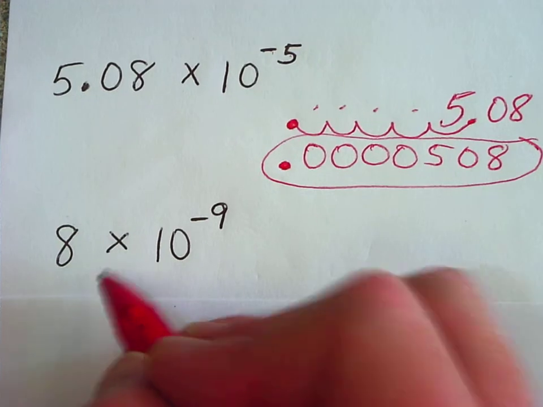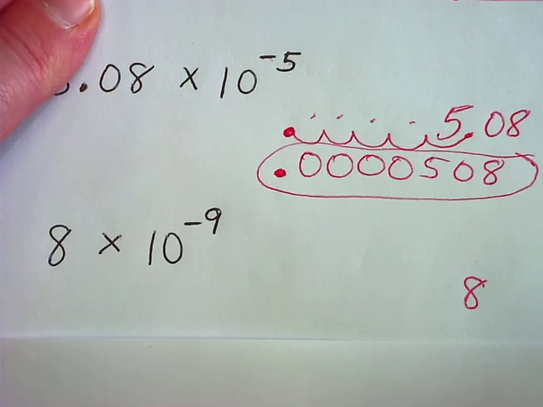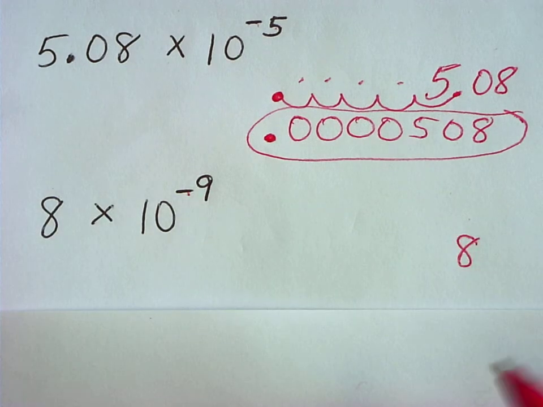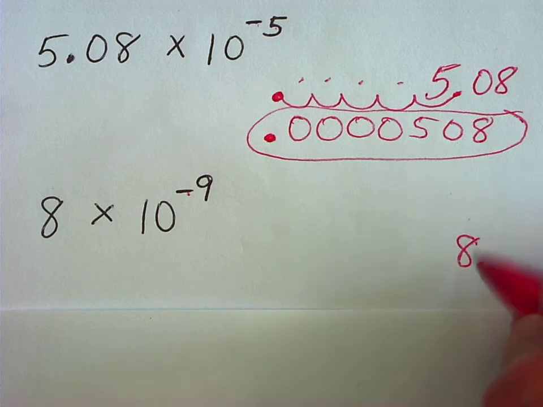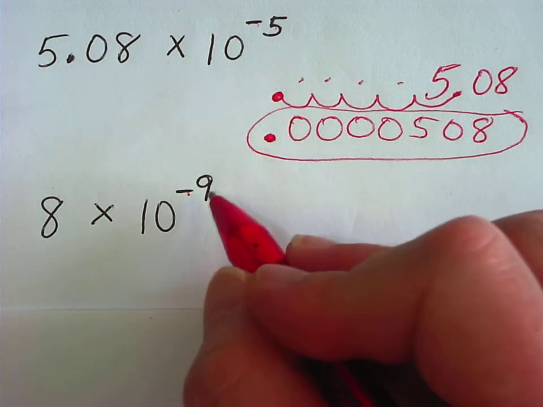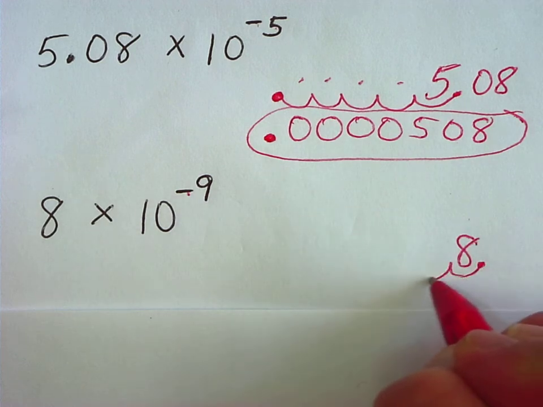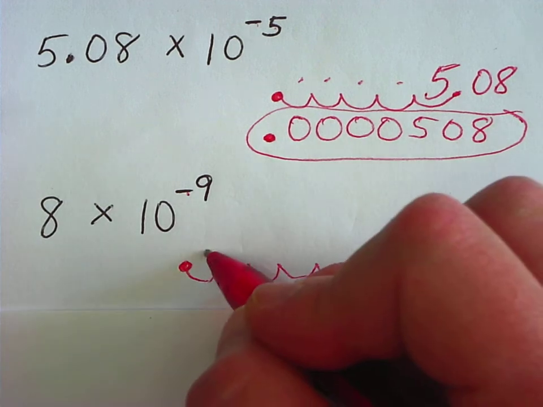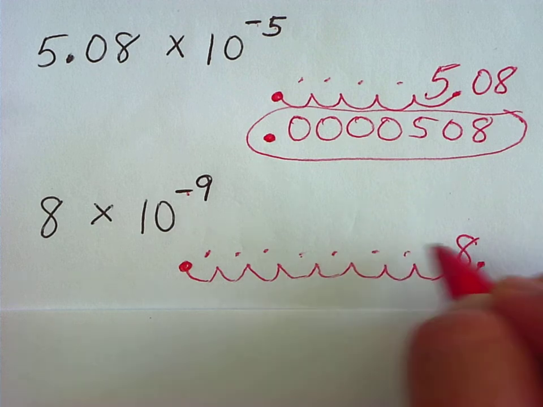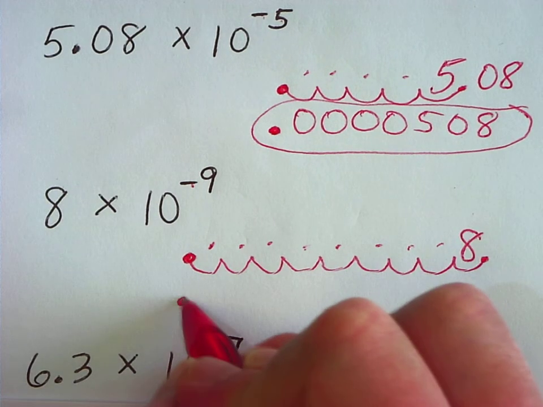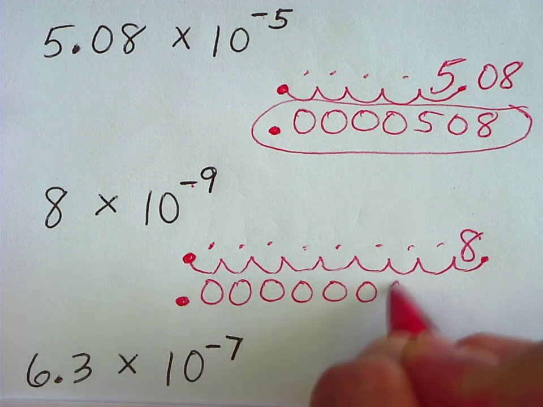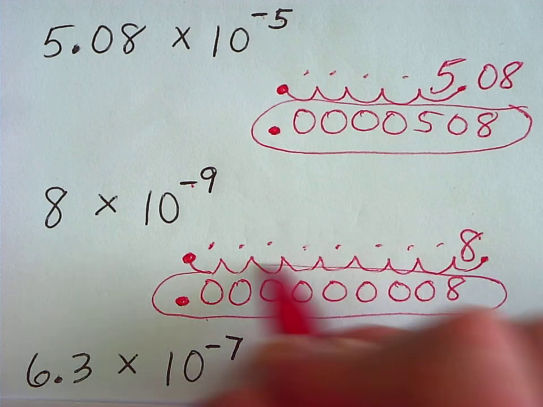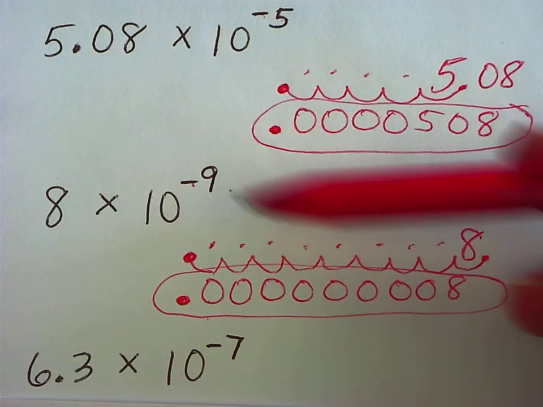Okay, let's try another one. I'm going to start off with our factor of 8, and this time, because the exponent is a negative 9, I'm going to move the decimal 9 to the left. In a whole number, your decimal is always at the end. So I'm going to move it 9 to the left because it's negative. 1, 2, 3, 4, 5, 6, 7, 8, 9. This is where it lands. I created 8 zeros in front of that. So 0.00000008. That is this number in scientific notation written in standard form.